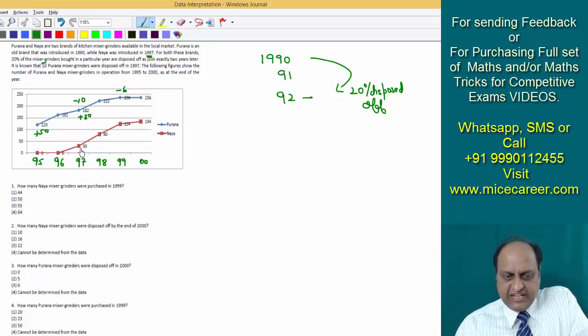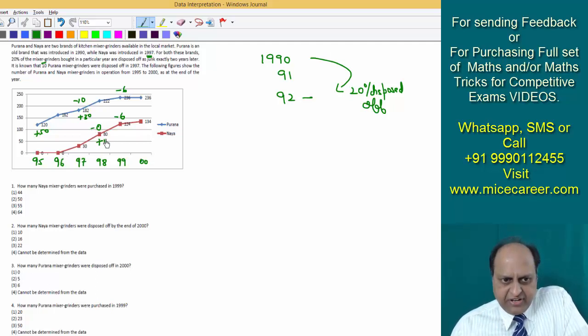20% of this 30 will be disposed of here, which means 6 will be disposed of here. Here it is 30 and here disposal is 0 because 20% of 0 is 0. So 30 and this is 80, that means here 50 were purchased. Since here it is 50, here it is 80, 6 were discarded. So we are left with 74 and we have 124. That means here we purchased 50.